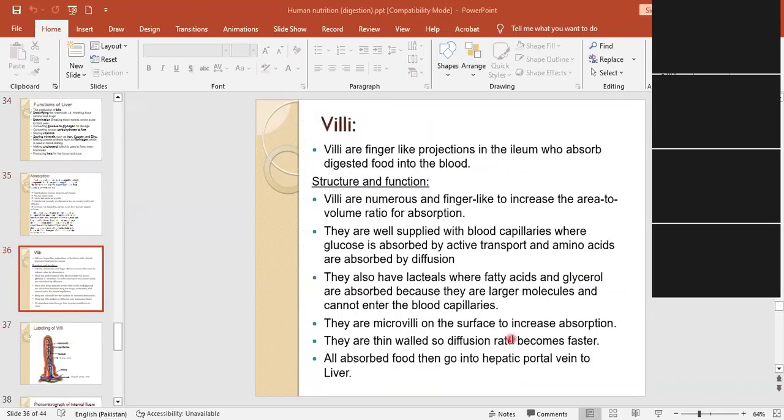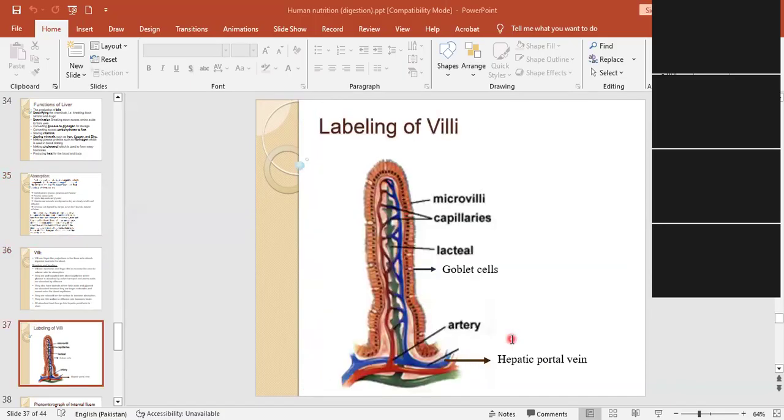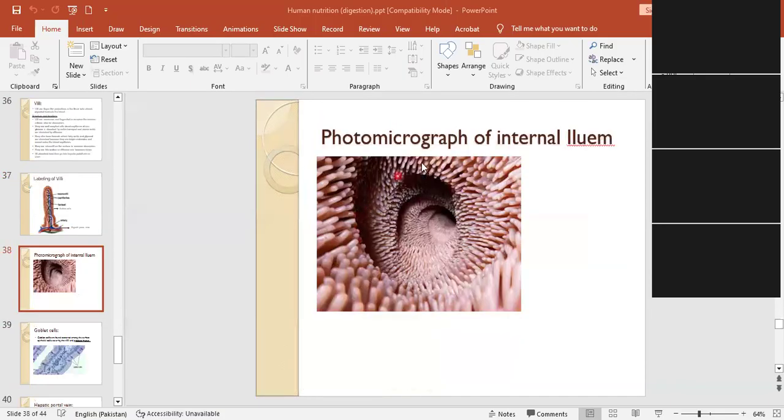Okay? And you may find a structure there in the ileum. They are finger-like projections. Okay? You can see this is the lumen of the ileum. And you can see so many finger-like projections here. These finger-like projections are known as villi. If it is plural, villi. If it is singular, villus. Clear? Okay, now let's discuss how a single villus helps in the absorption.